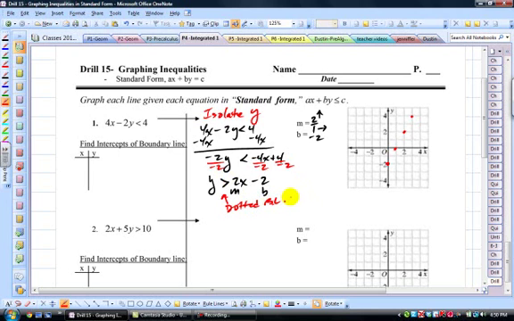Alright, and it's greater than, so it's going to be above. So I'm going to put above here. All this should make sense, especially if you look at drill number 14 and have that side by side. So I'm going to graph my boundary line here. Alright, there we go. I'm going to grab my eraser and make it dotted, because it's strictly greater than.